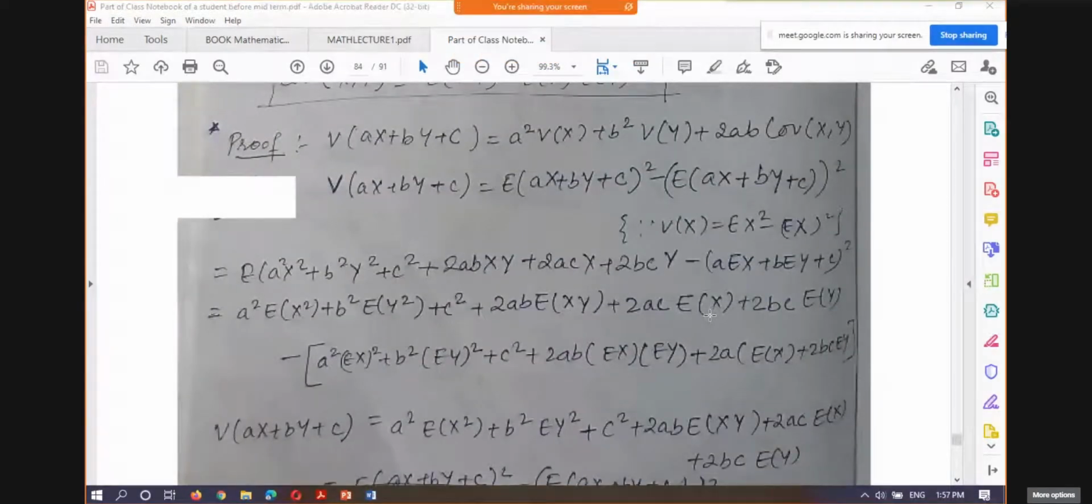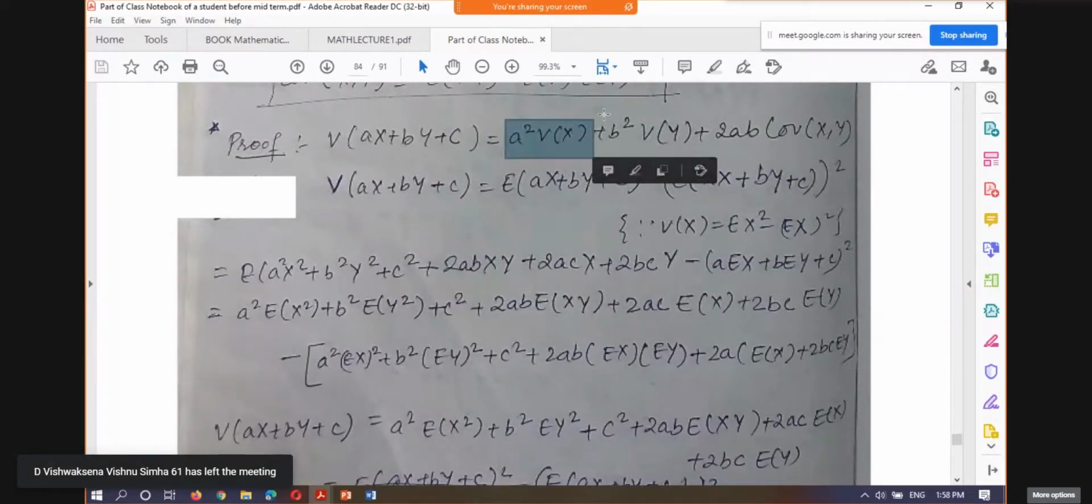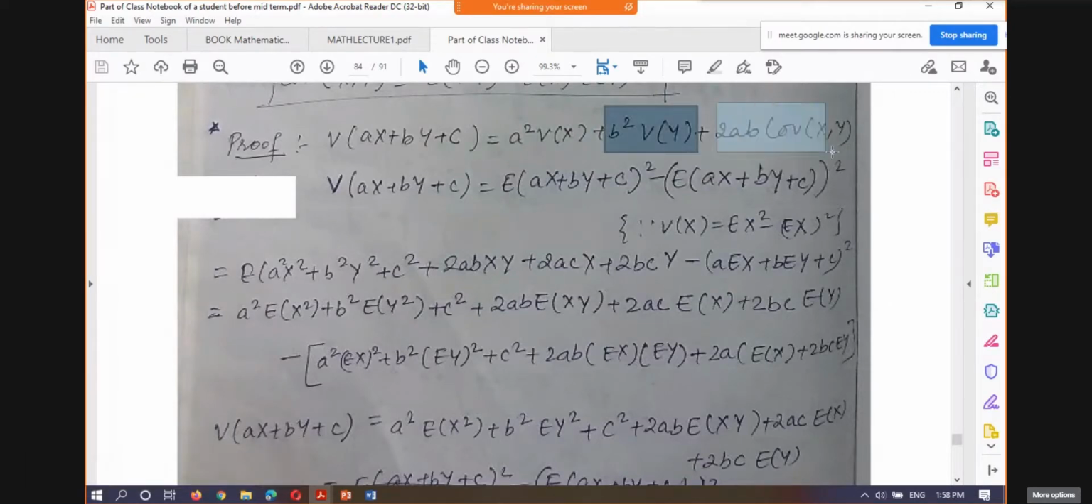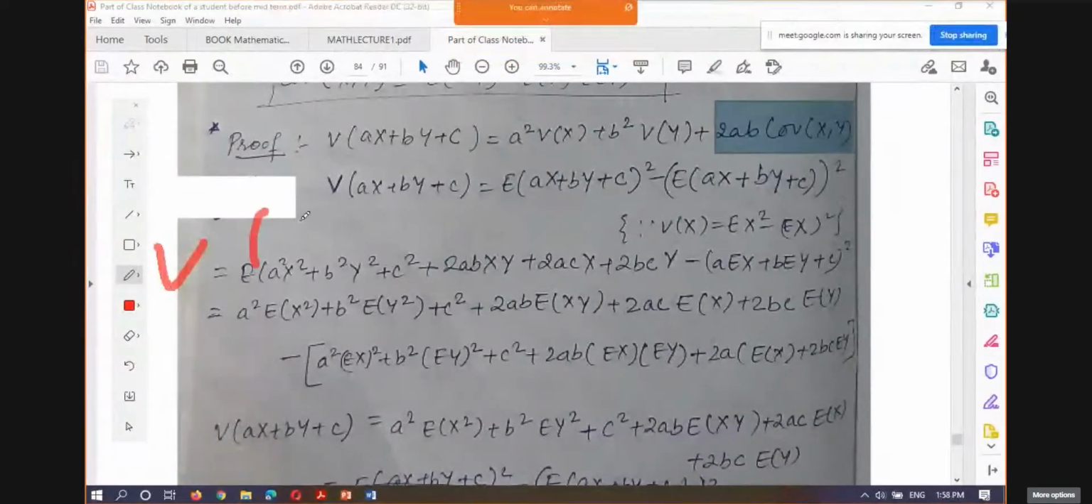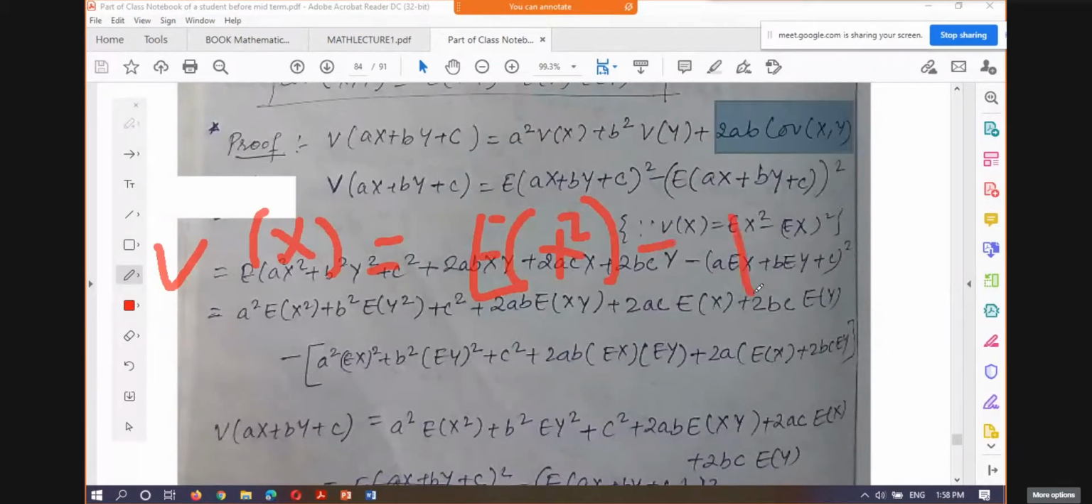So now this is the next result: variance of ax plus by plus c equals a square variance of x plus b square variance of y plus 2ab covariance of x comma y. So how do we prove this result? Because we know the definition of variance. If you remember, the definition of variance of x is expectation of x square minus expectation of x whole square. So this is the definition of variance of x.